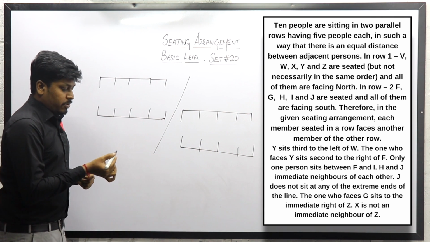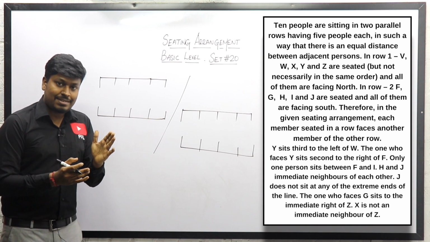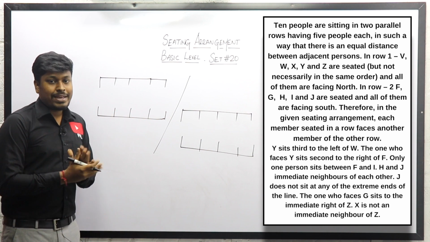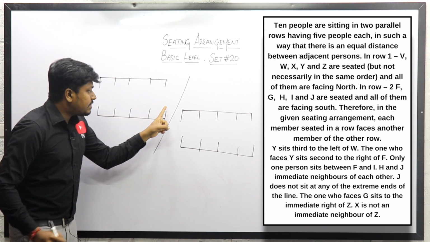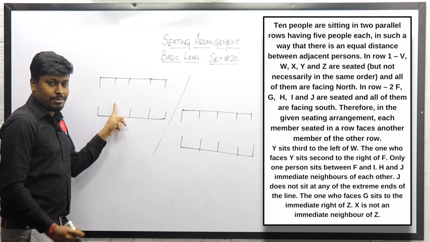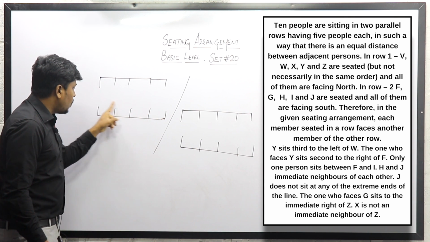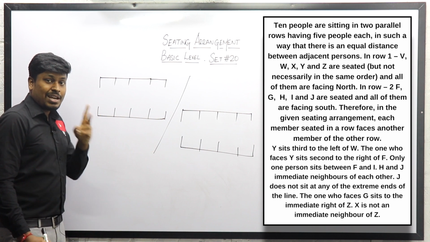Okay. So first point: Y sits third to left of W. So W, left hand side at a third place, is where Y is sitting. If I fix W here, 1, 2, 3, this would be Y in possible diagram 1. In case I fix W here, 1, 2 and 3, this will be Y. So there are two possibles, right?